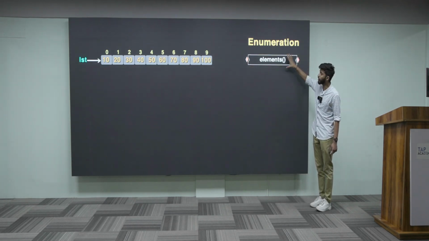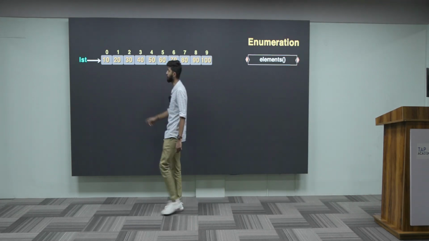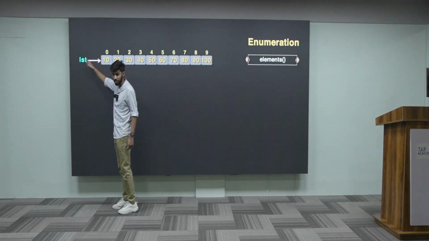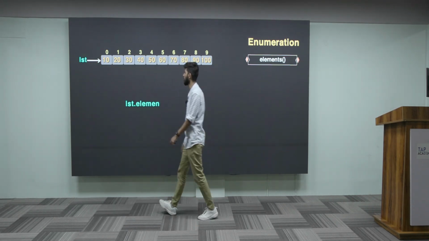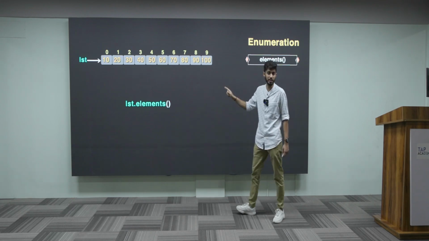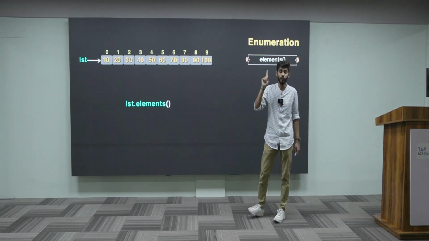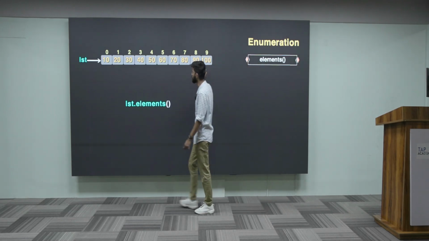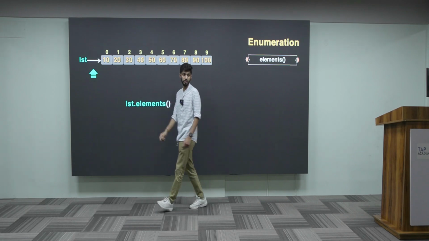How do I call this method, if you ask? I need to say the name of the list or the name of the collection, dot, the method name. So I will say lst dot elements. If I say lst dot elements, one cursor gets created. Where does it get created? The cursor, whenever it gets created, will be at the starting of this particular list.